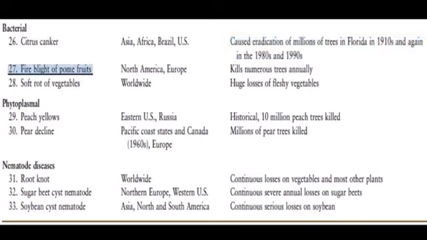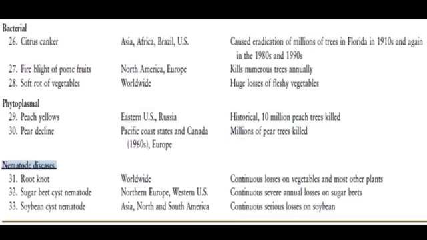27. Fire blight of pome fruits: North America, Europe, kills numerous trees annually. 28. Soft rot of vegetables: worldwide, huge losses of fleshy vegetables. Phytoplasmal. 29. Peach yellows: Eastern U.S., Russia, historical, 10 million peach trees killed. 30. Pear decline: Pacific Coast states and Canada, 1960s, Europe, millions of pear trees killed.